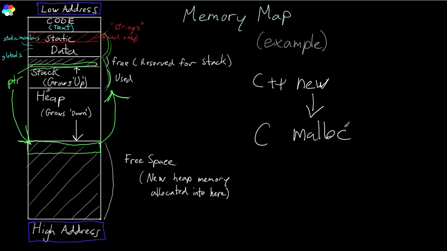So malloc does not construct, obviously, because there's no idea of constructors in C. All it does is it secures a block of memory on the heap. So you pass it a number of bytes, and it will return you a pointer to a place in memory where you can use that many bytes. They are yours.